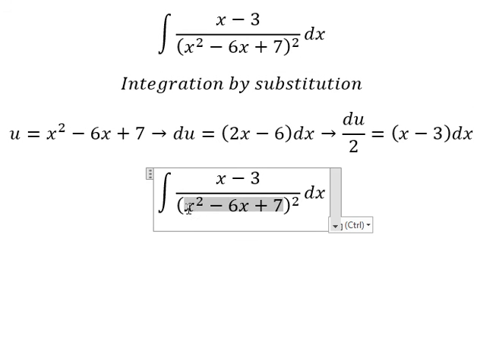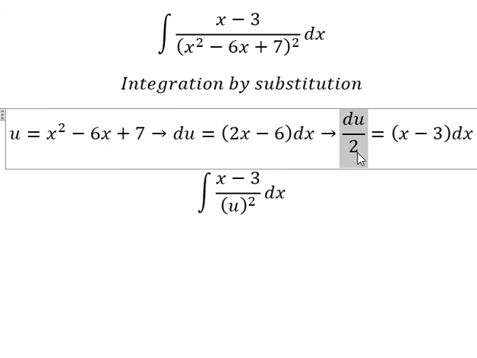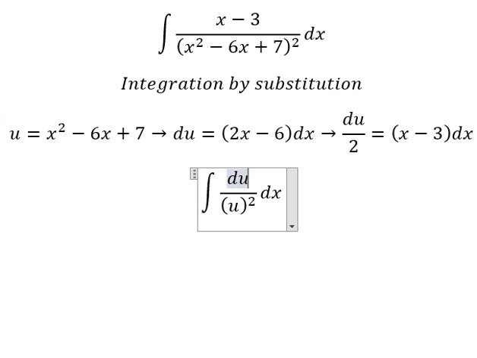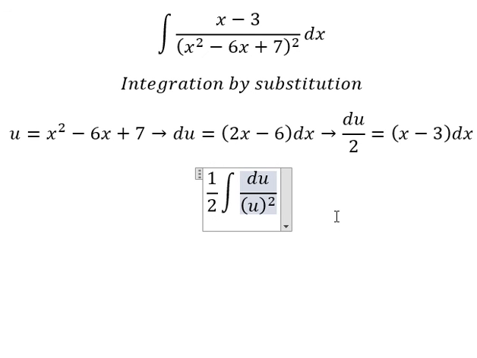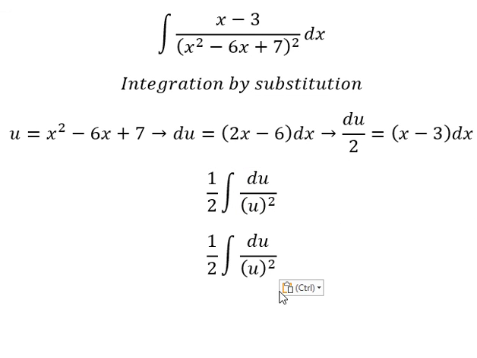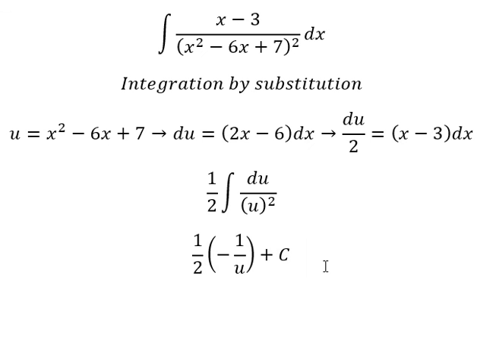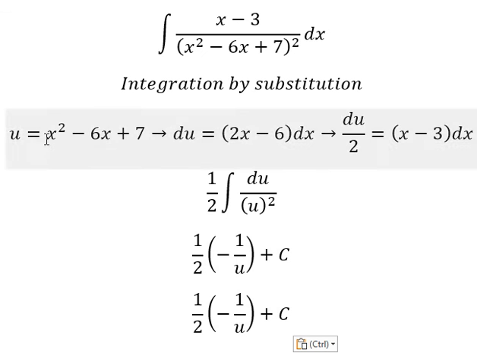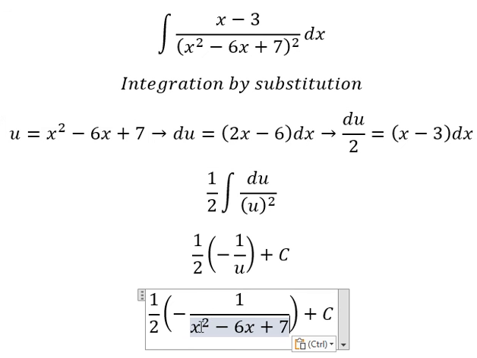So this one we change by u. Minus 3 dx we change by du over number 2. So the integration of this one, we have negative 1 over u, and I will put plus c. About u, that is about this one. And now number 2 goes in here.